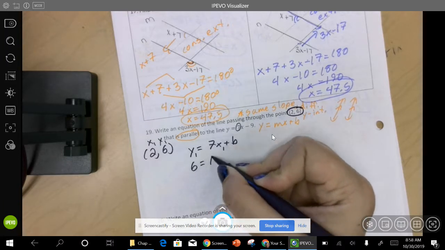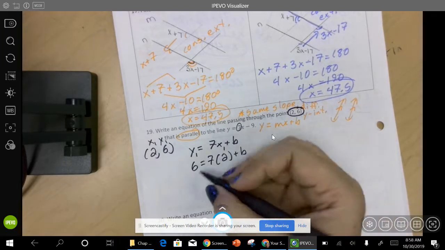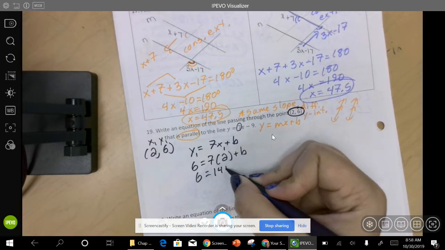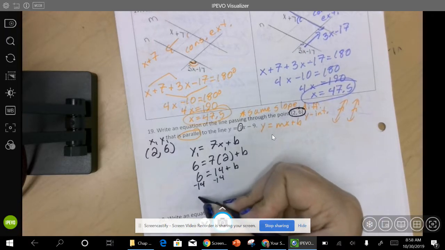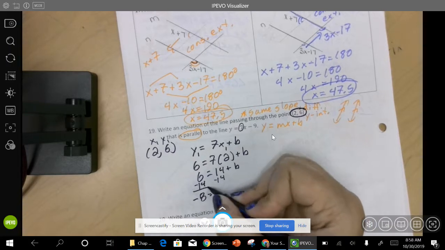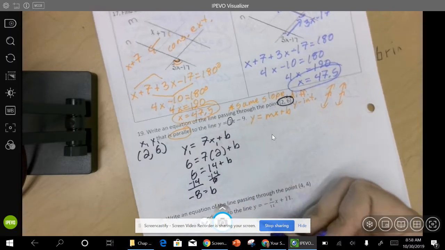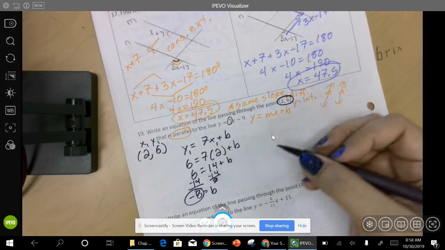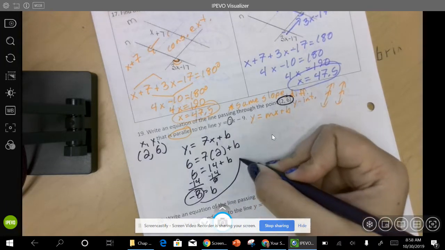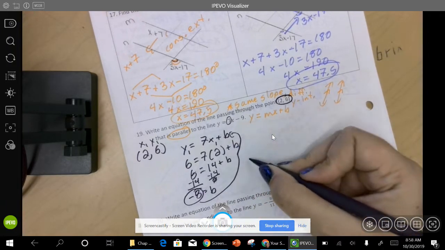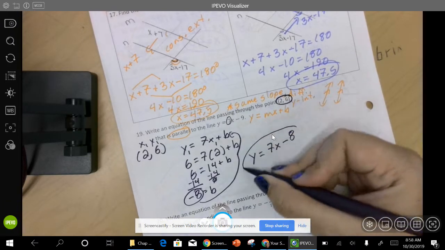So I'm going to have 6 is equal to 7 times 2 plus b. So 7 times 2 is 14. Subtract 14 from each side. 6 minus 14 is going to be negative 8. Okay, so b is negative 8. So I'm going to substitute it in for b into my equation. So now I'm going to have y is equal to 7x minus 8.